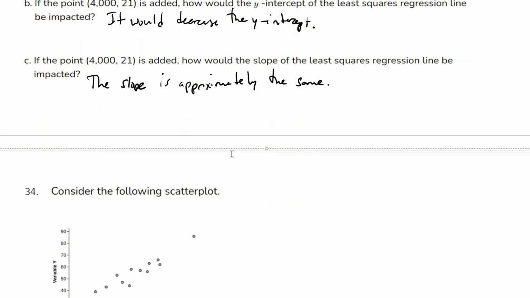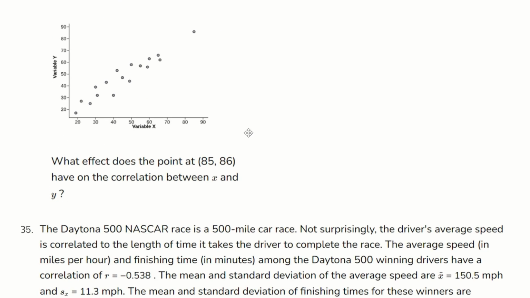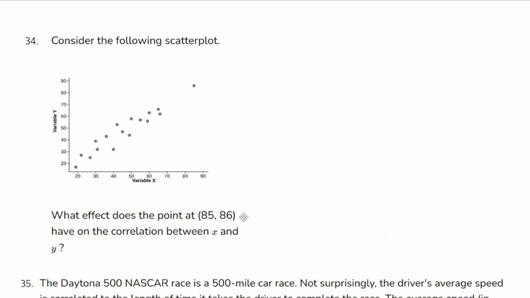All right, so number 34, consider the following scatter plot. What effect does the point at 85, 86 have on the correlation between X and Y? So 85 and 86, so let's estimate the X bar, Y bar. So let's say the X bar, the average in the X's, let's say it's around here-ish. And then the average in the Y's, let's say is around here. Just kind of got to guesstimate there. We got X bar, Y bar.